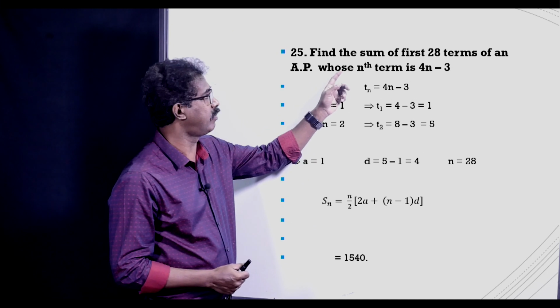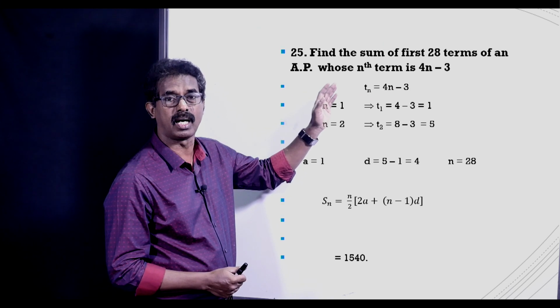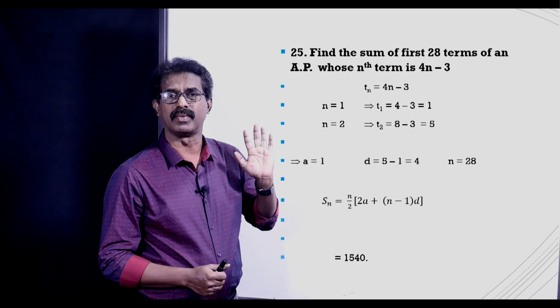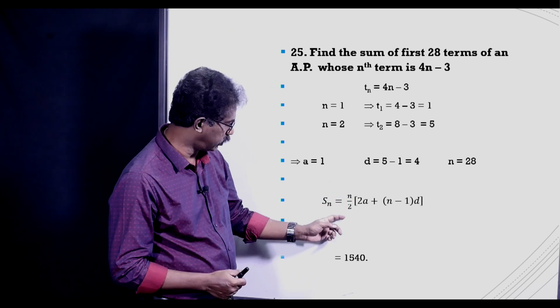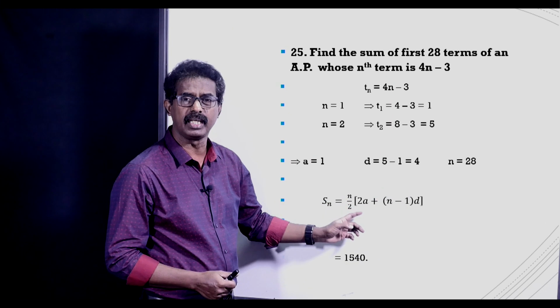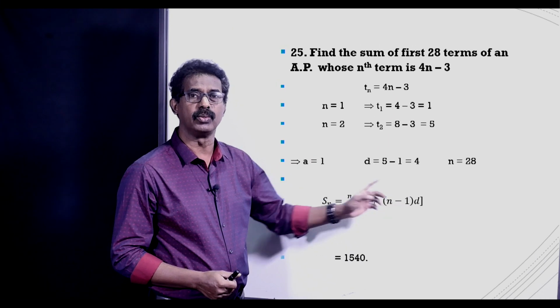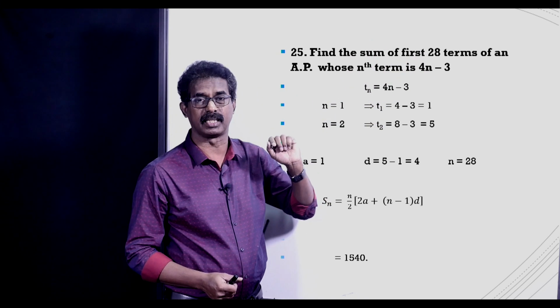Find the sum of first 28 terms of an AP. Nth term is given. Listen, you know the formula for the sum. What's the formula? n by 2 into 2a plus n minus 1 into d. So what things do you need? You need a value, you need d value, you need n. n stands for number of terms that you know. How many terms are there? 28 terms are there, right?